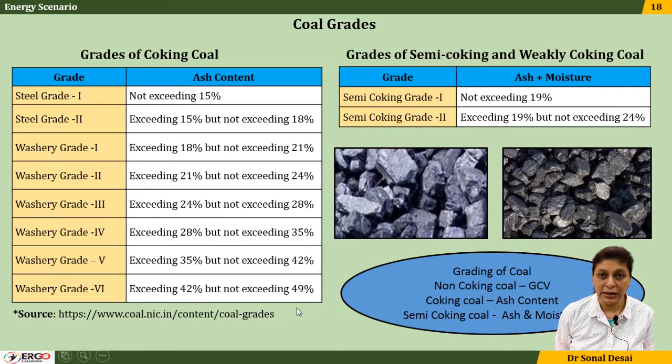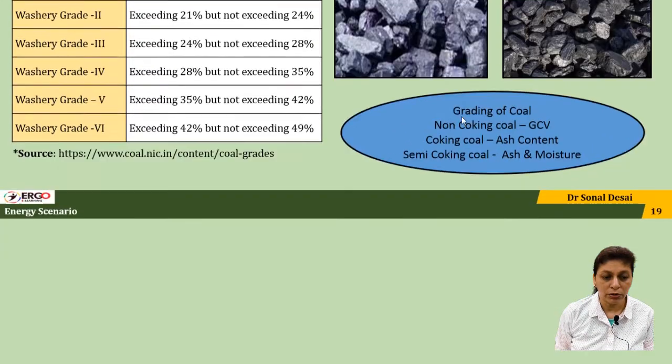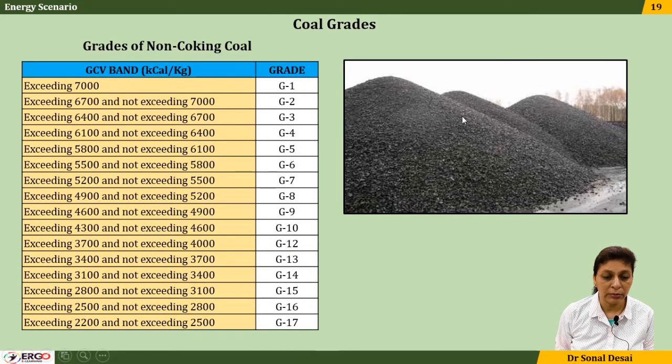When we talk of semi-coking coal, the grading is based on ash plus moisture content, and that categorization is shown here. Non-coking coal is graded from G1 to G17, and this grading is based on gross calorific value. When we burn a fuel, the amount of heat released is called the calorific value, and if we consider moisture in the coal, it is called gross calorific value.